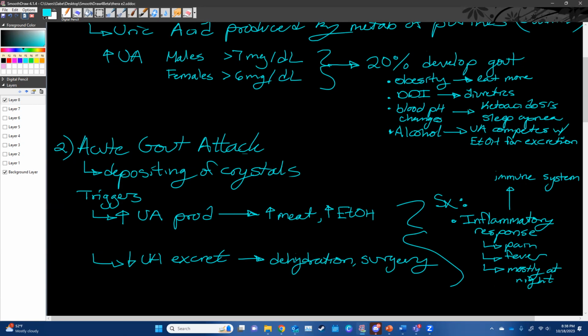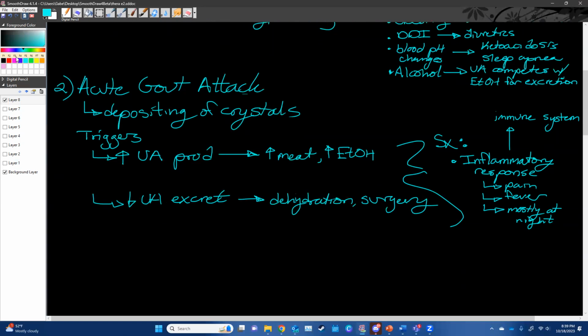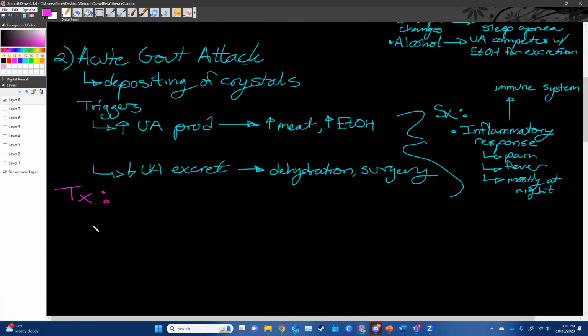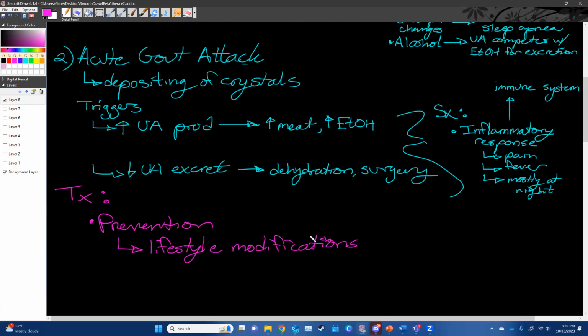One of the things that they do in order to positively identify the gout is they might, well, let's talk about treatment. There's two kinds of treatment. The first is prevention, which really falls on the idea of lifestyle modifications. What are some of the lifestyle modifications that someone should make to decrease the likelihood of gouty attacks?